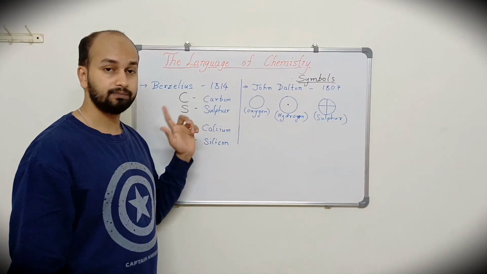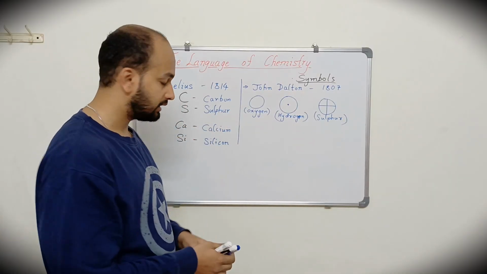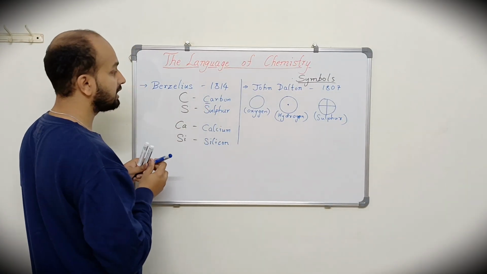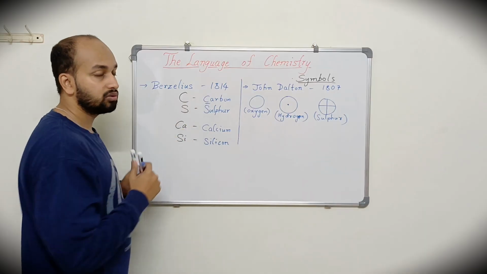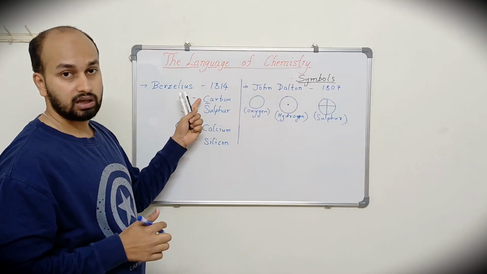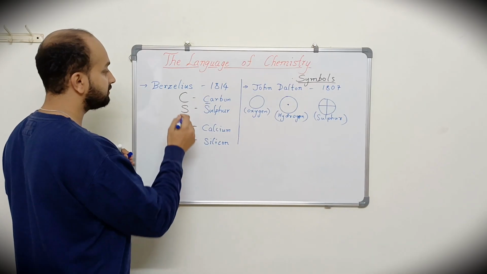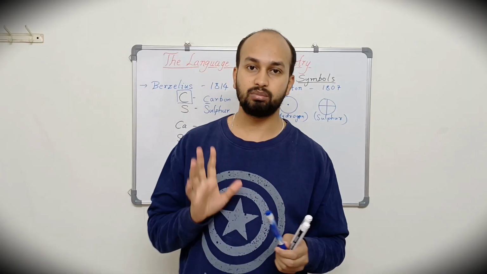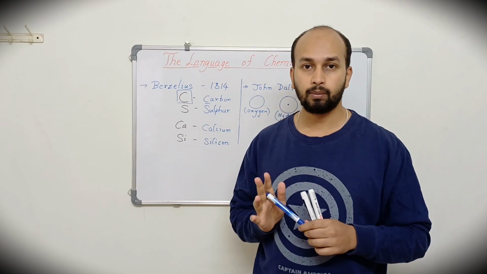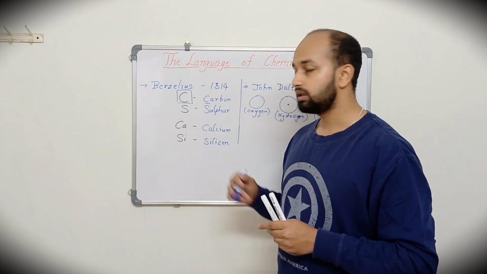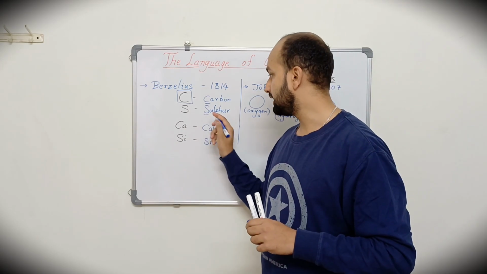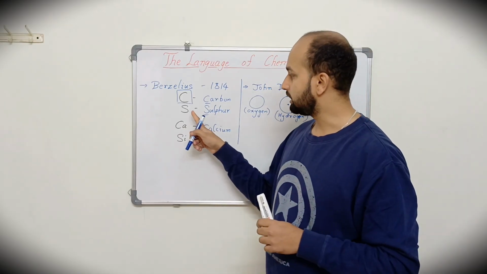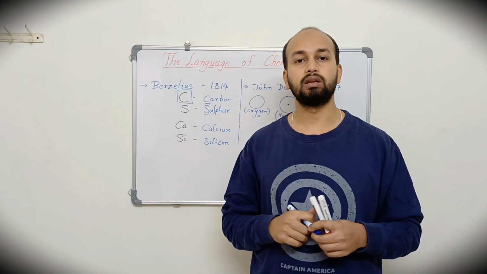symbols with letters, wherein the first letter of the element is represented, like for example in carbon, which is spelled CARBON. The very first letter of carbon is C. So the symbol of this will be C, which is written in uppercase, that is in capital letter. Similarly, we have another element like sulfur, wherein the first letter of the element, that is S, in uppercase, is taken as the symbol of that element.